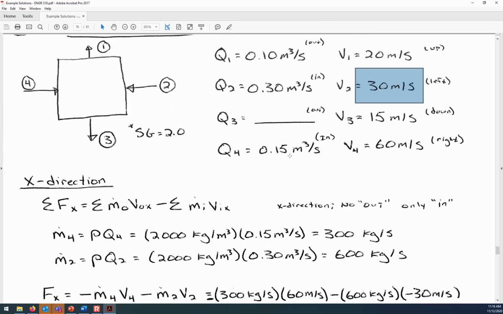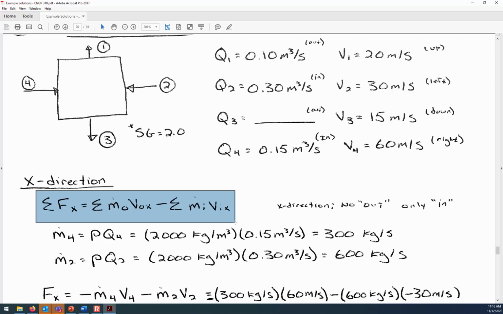Okay, so in the x direction, here's our momentum equation. It's out minus in. Now both of these are in, so there's no out term. This first part of the momentum equation is just going to cancel out since the mass flow rate out is 0. And you can see that I've calculated the mass flow rate for 4 and for 2.